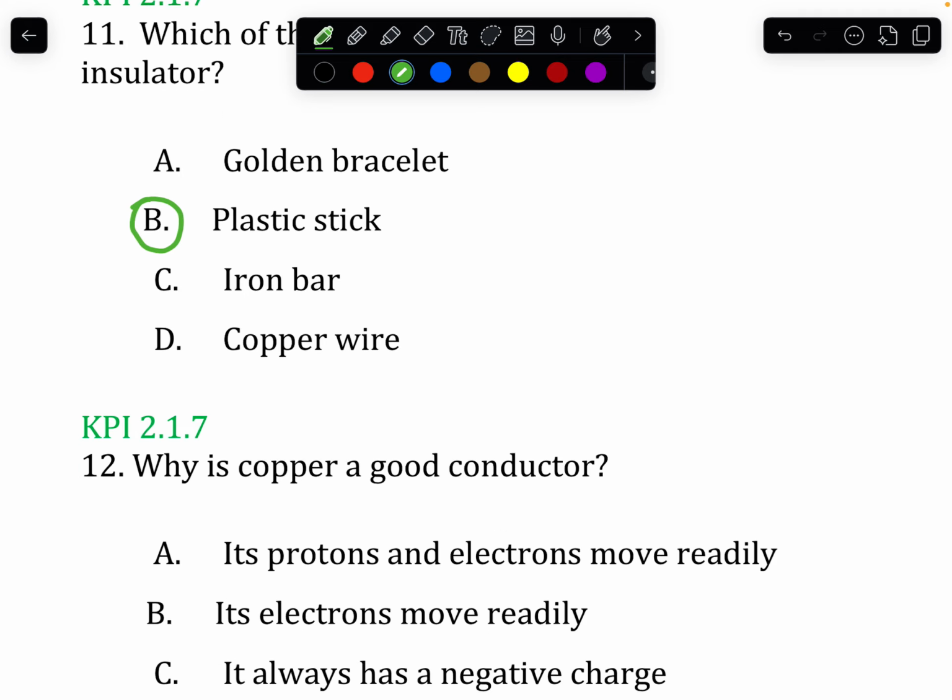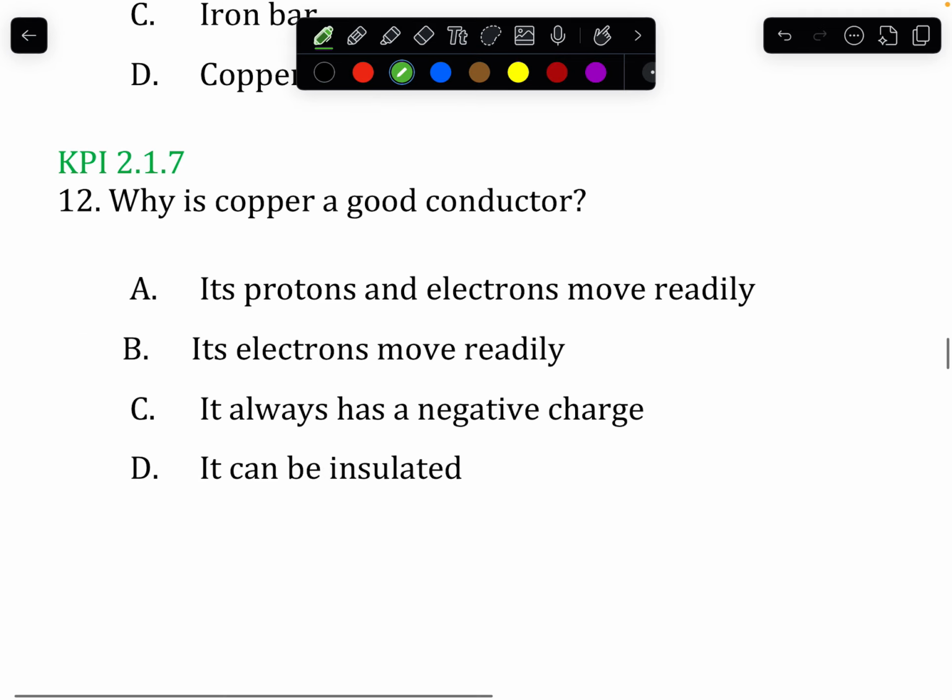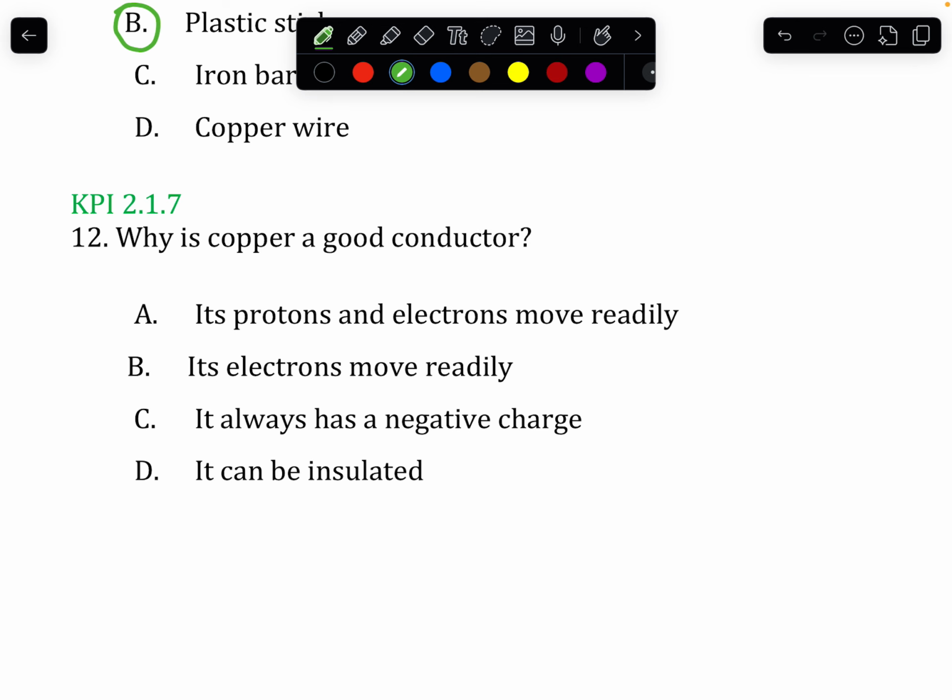And why is copper a good conductor? Because its electrons move readily. The protons never move. It doesn't have negative charge all the time, and it can be insulated? Not really.